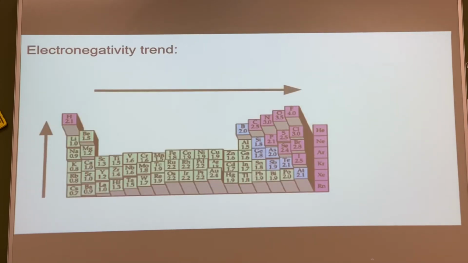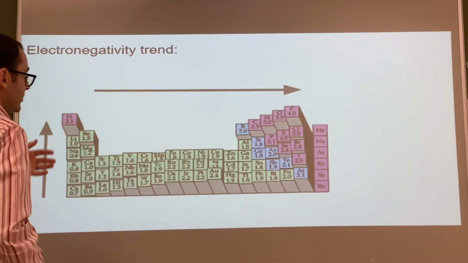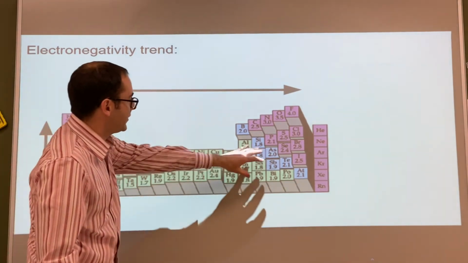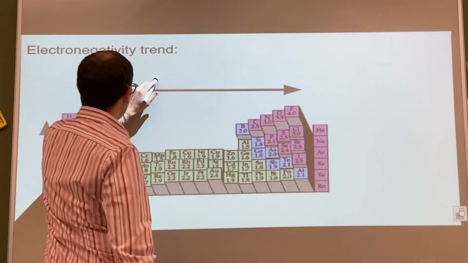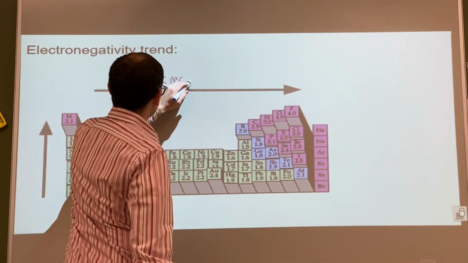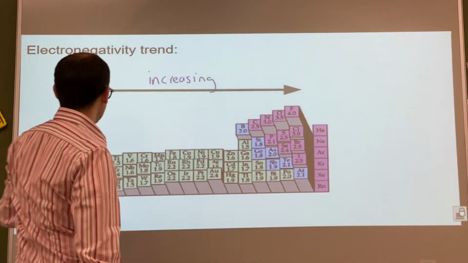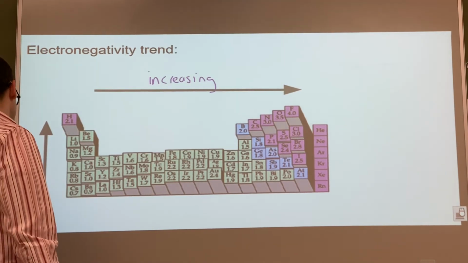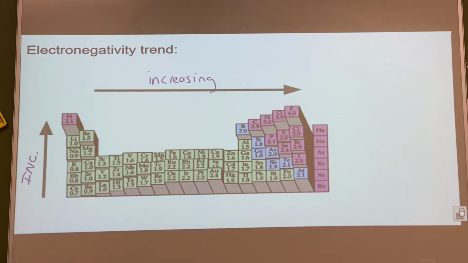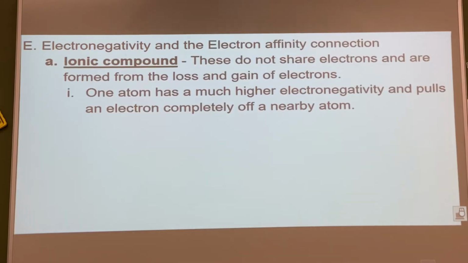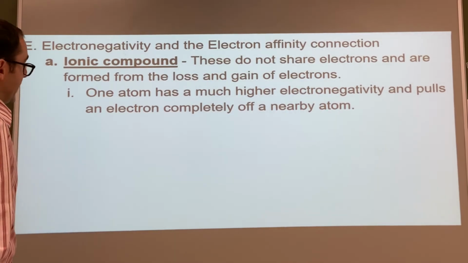No. All right. So here's their electronegativities in a fun little graphic here. As you go across, what's happening? It's increasing. Yeah. And then as you go up, what's happening? Increase. All right, so it's increasing both ways. Okay. Any questions with that? No? Okay. So, electronegativity and electron affinity connection.